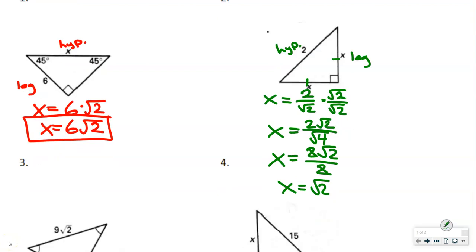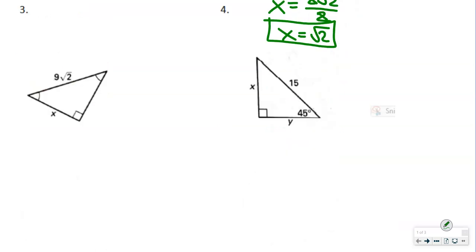And so just think about that. If I then multiply the square root of 2 by the square root of 2, we get the square root of 4, which is 2, and that is our hypotenuse. So x, or our leg, in this case, just equals the square root of 2.